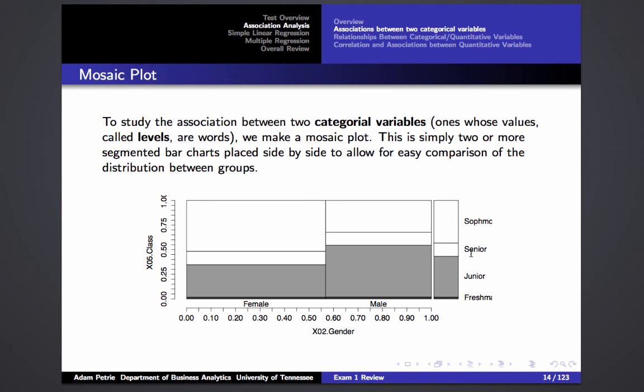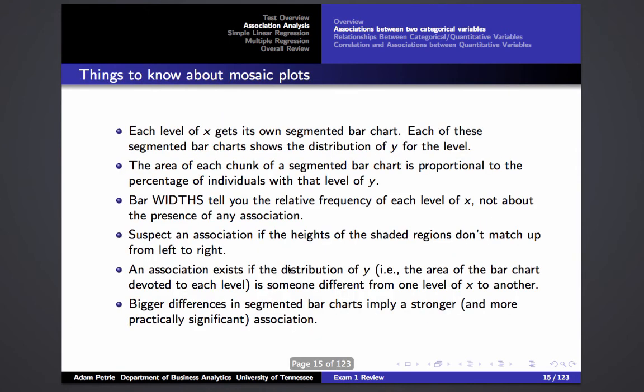To determine if there's an association, we look at whether the heights of the shaded regions match up from left to right. If we see a big discrepancy like we do here, we suspect an association, because knowing X, whether you're a guy or a girl, really does narrow down the possible values for Y, class level. In essence, if you're a guy, you're much more likely to be a junior than if you were a girl, where you're more likely to be a sophomore than a junior. So to visually gauge the presence of an association, look for discrepancies between the segmented bar charts. If you see noticeable discrepancies, you would suspect an association to exist.